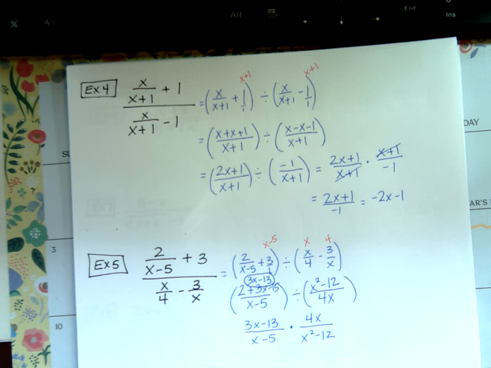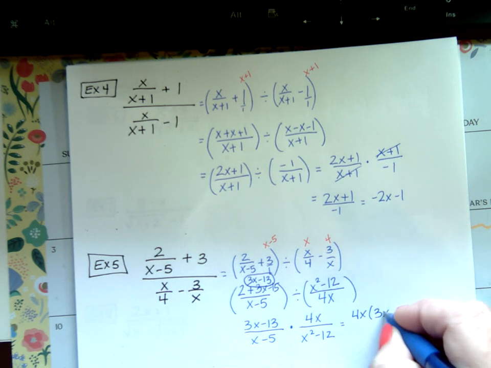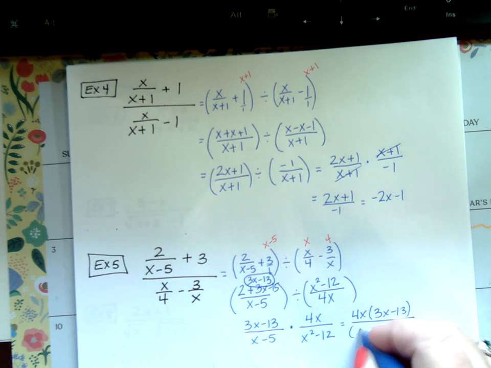So really this is all I got. I can't see anything canceling. So I would have 4x times 3x minus 13. That's my top. And my bottom would be an x minus 5 times an x squared minus 12.